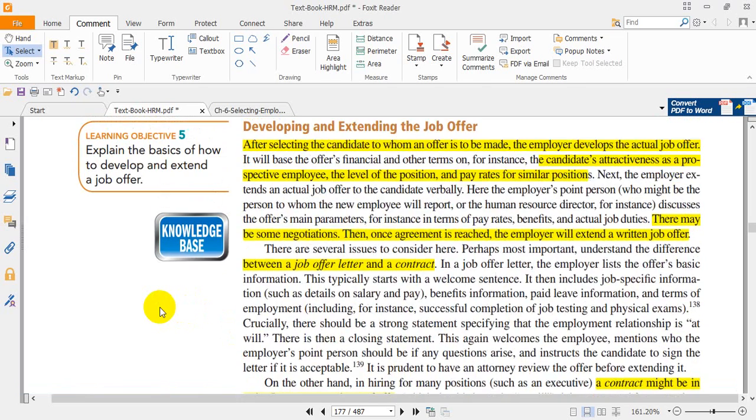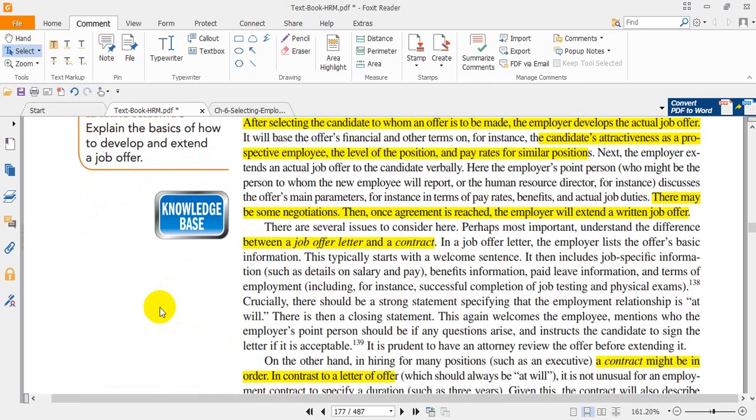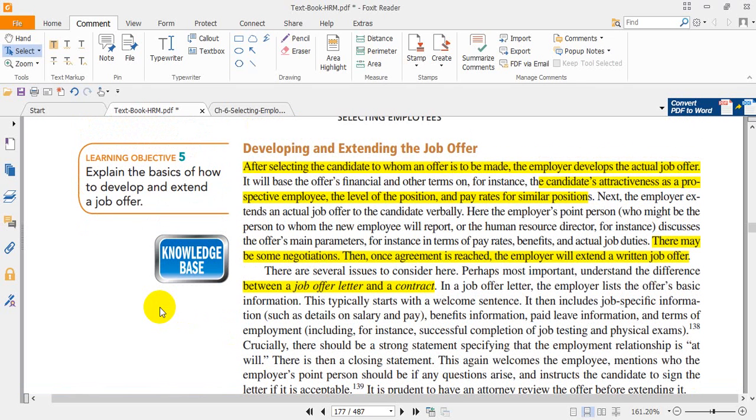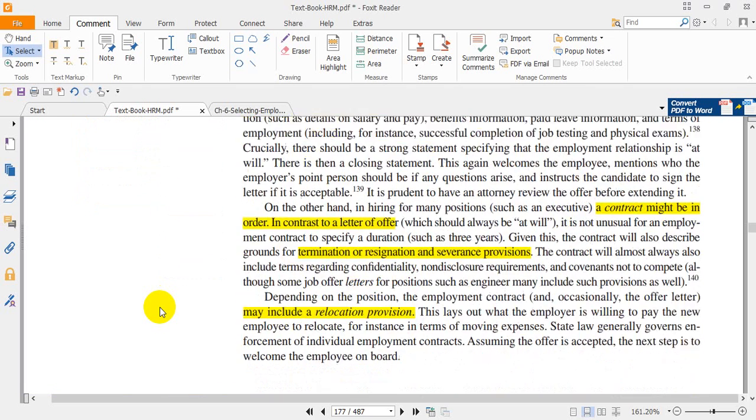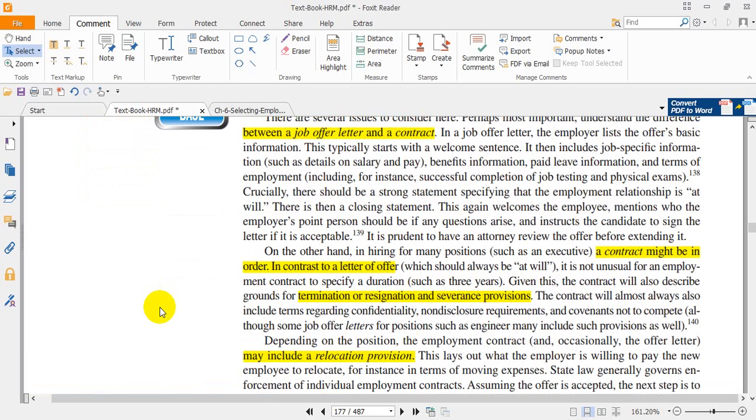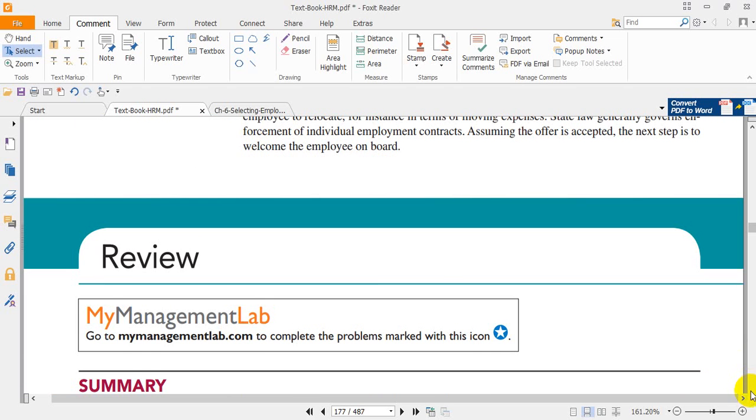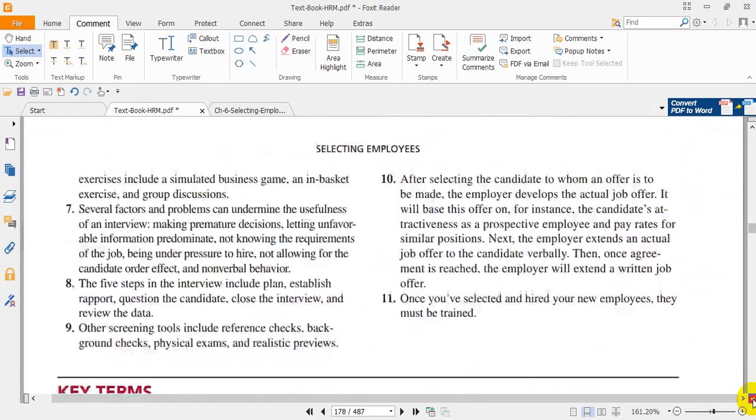These are the three points to put into consideration when developing and extending the job offer. And this is all for this chapter, and let's move on to chapter number 7, which is training and developing the employees.